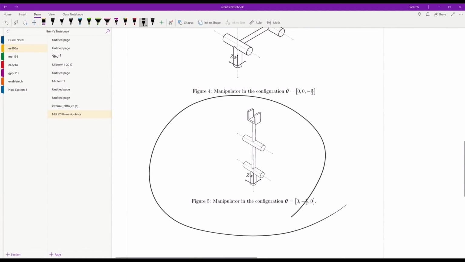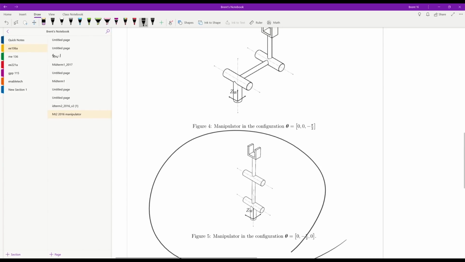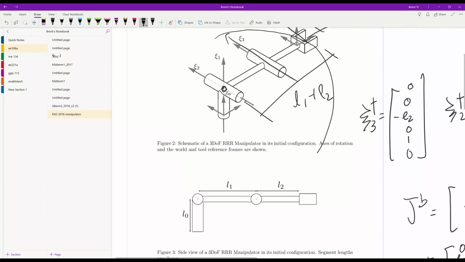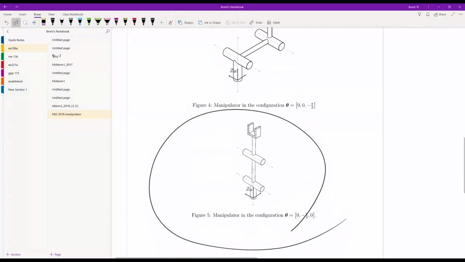One interesting thing to note here is that this frame right here, the tool frame, gets reoriented. So this is now the new z direction, and then the x direction is now upwards. Okay, so let's look at what the questions ask.